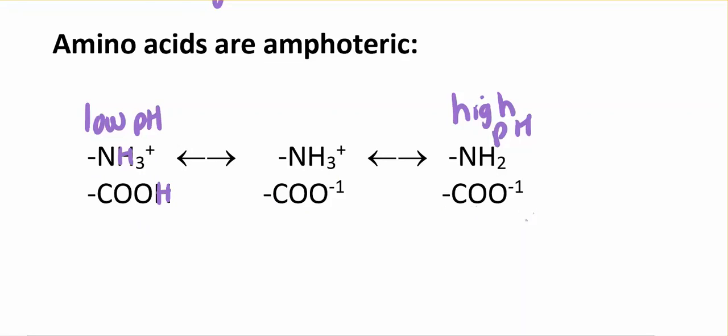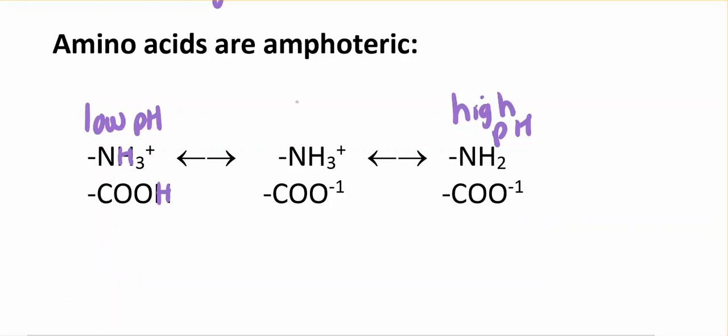Now, does that make sense? At low pH, the concentration of hydrogen ions floating around in the water is very high, so both of them will have their extra hydrogen ion in place. At high pH, the hydrogen ion concentration is low. There aren't very many of those ions floating around, so those tend to come off. They tend to float off with the water, actually.